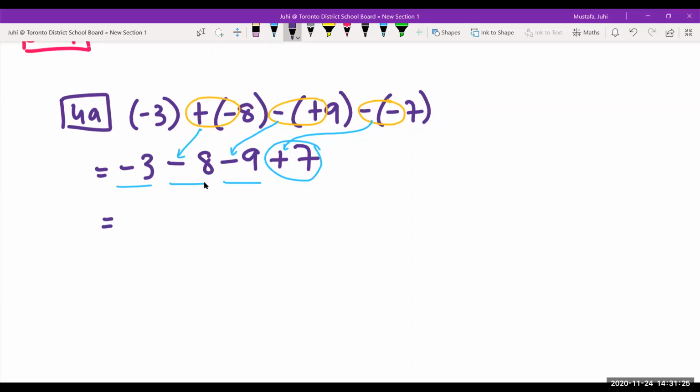We're going to add all of the negatives. So 8 plus 3 is 11, 11 plus 9 is 20, and the sign in front of all of them is negative, plus a 7. These are different signs, so we are going to subtract our numbers. 20 take away 7 is 13, and the sign in front of the biggest number is a negative, so it's going to be -13.